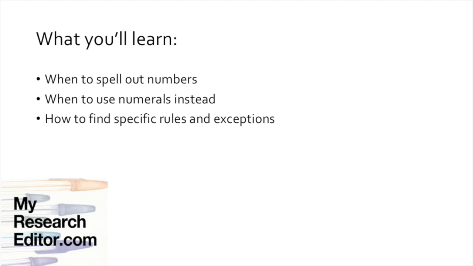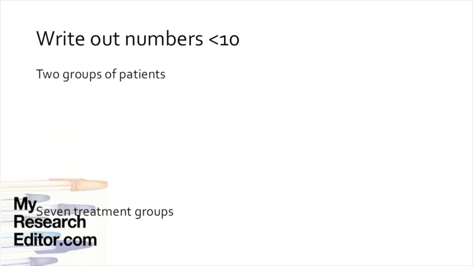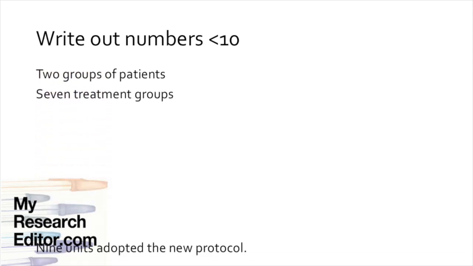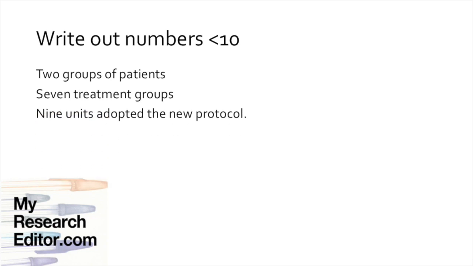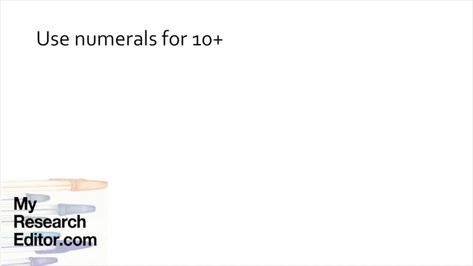The first general rule for APA style regarding numbers is that numbers less than 10 are written as words, such as in these examples. Two groups of patients, seven treatment groups, nine units adopted the new protocol, and after two treatments, patients were asked to complete three surveys.